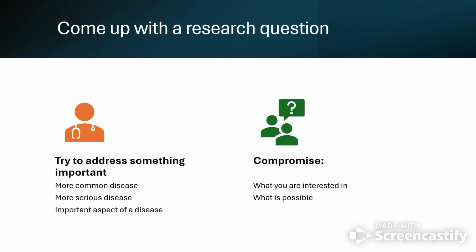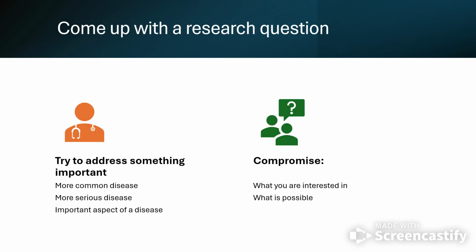And then you need to come up with a research question. Ideally, you want to address something important. There are thousands of potential research questions you could address, so you need to think about the opportunity cost of picking any one of them. So questions that tend to be more important are those with more common disease or a more serious disease, or ones where you're addressing an important aspect of a disease.